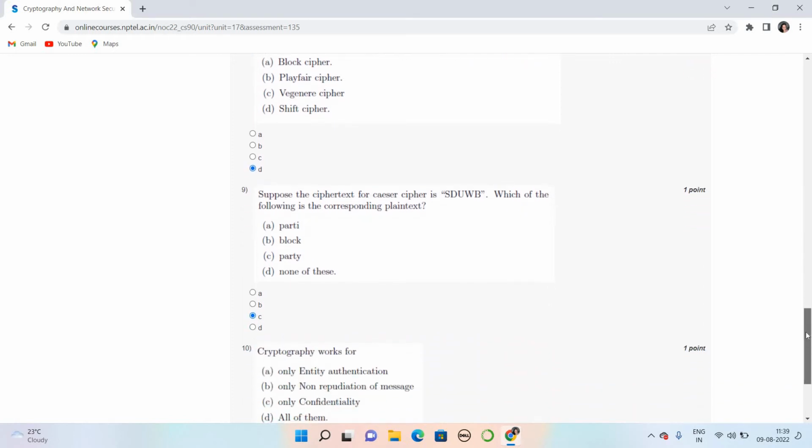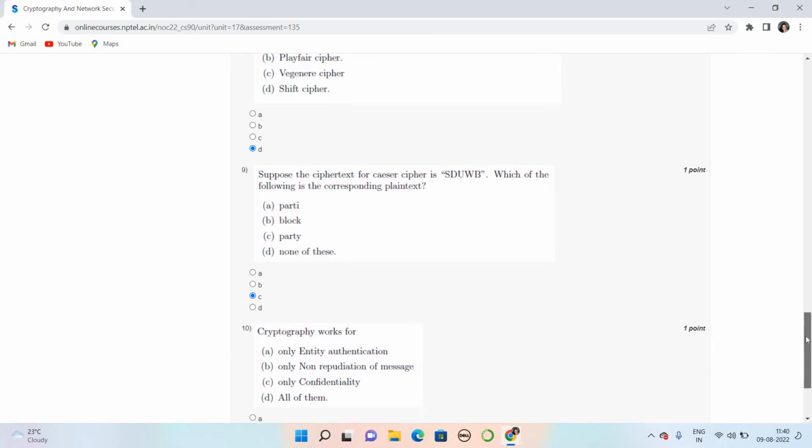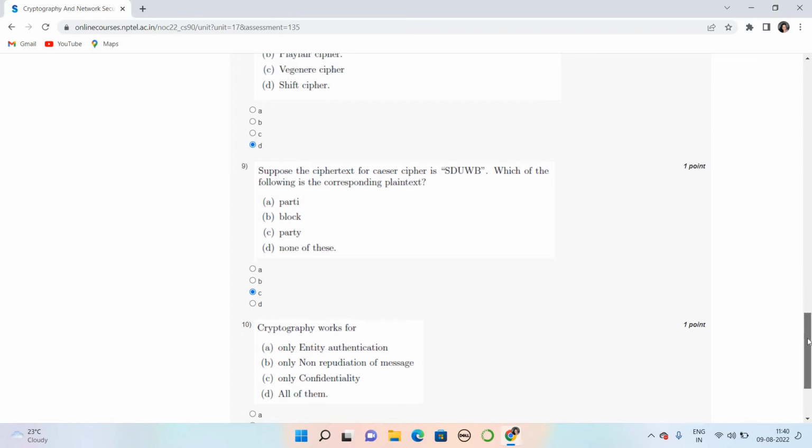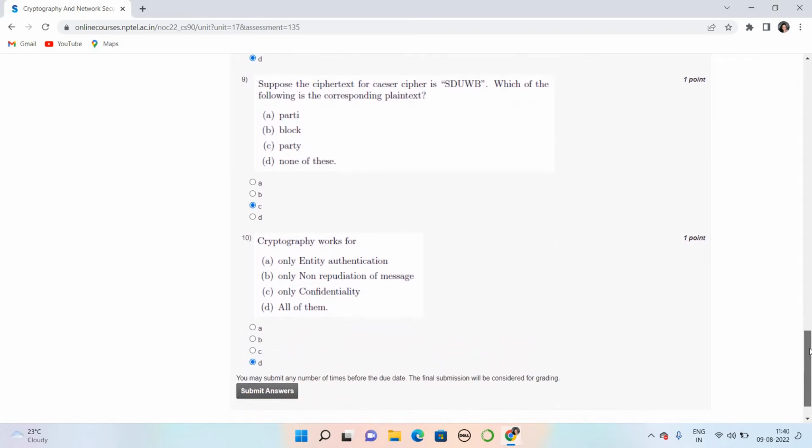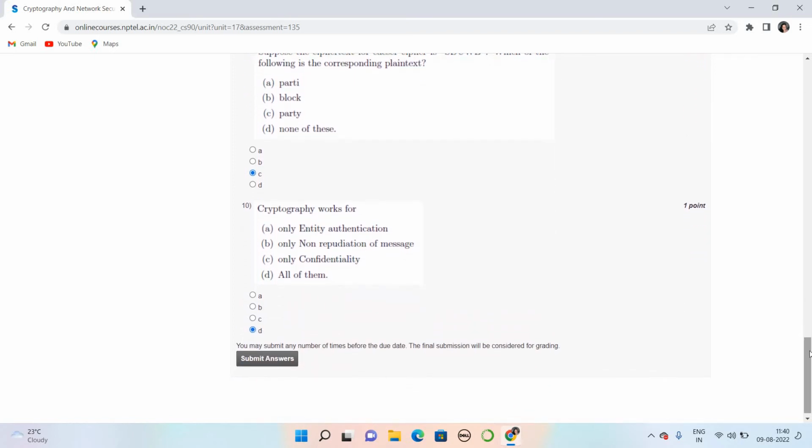Now coming to question number 9. Suppose the ciphertext for Caesar cipher is SDUWB. Which of the following is the corresponding plain text? For this the answer is C, that is party. And now coming to the last question, normally cryptography works for all: entity authentication, non-repudiation of message, confidentiality. So all of them. Okay.